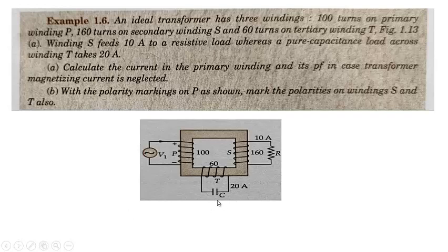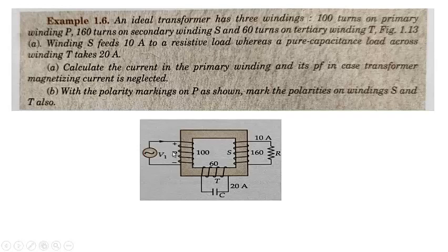But since it is a capacitive current, it will be leading the voltage by 90 degrees. So this voltage and this voltage will be in phase, and all the voltages will be in phase, while the current will be leading. So that means if this is the current, which is equal to 16 amperes, the 12 amperes will be leading it by 90 degrees.